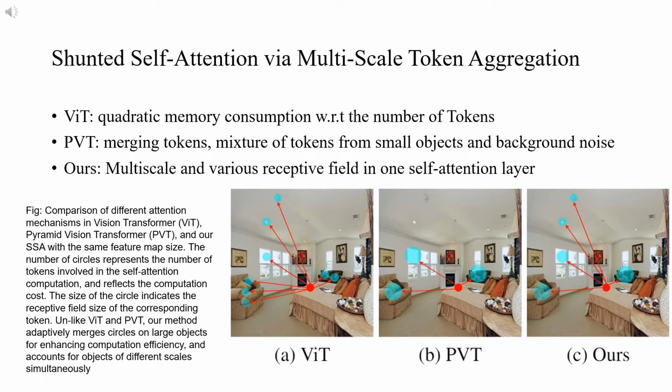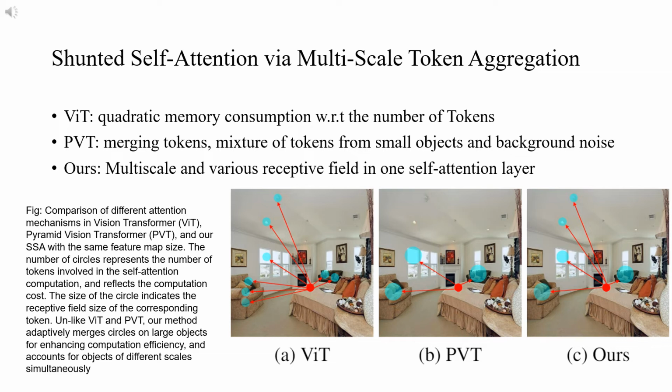PVT computes self-attention at high-resolution features, 4x downsampled at the first few layers like ResNet, and reduces the cost by merging tokens with spatial reduction on tokens. Nevertheless, these approaches tend to merge too many tokens within one self-attention layer, thereby resulting in a mixture of tokens from small objects and background noise. Therefore we design a shunted self-attention via multi-scale token aggregation, which preserves the ability of capturing small objects and multi-scale objects and reduces the computation costs.